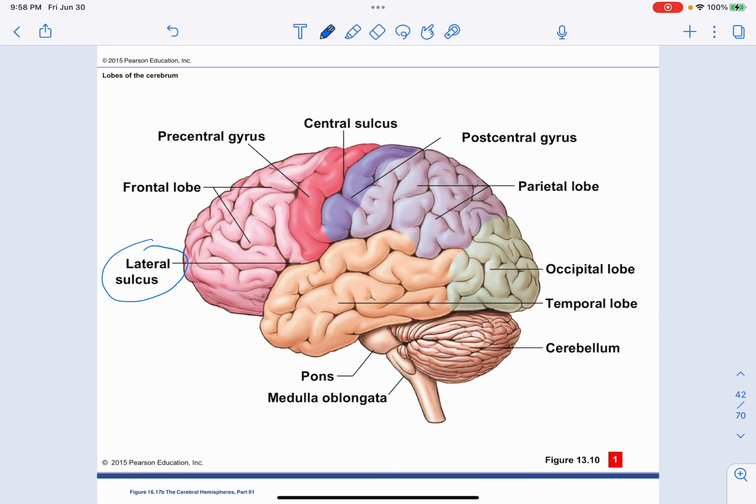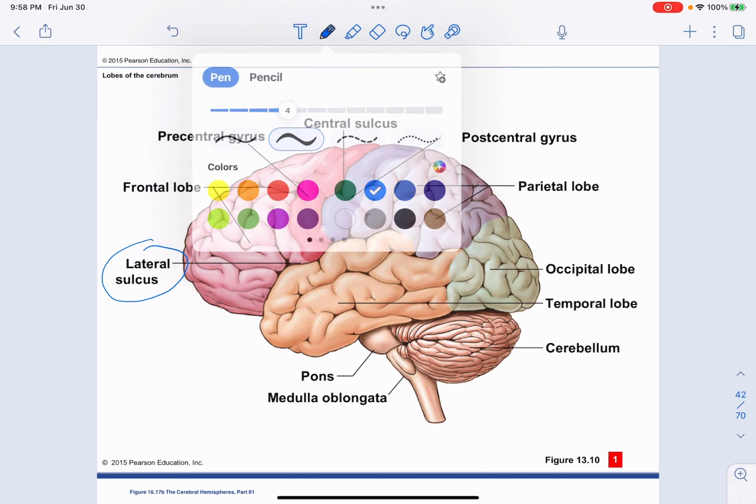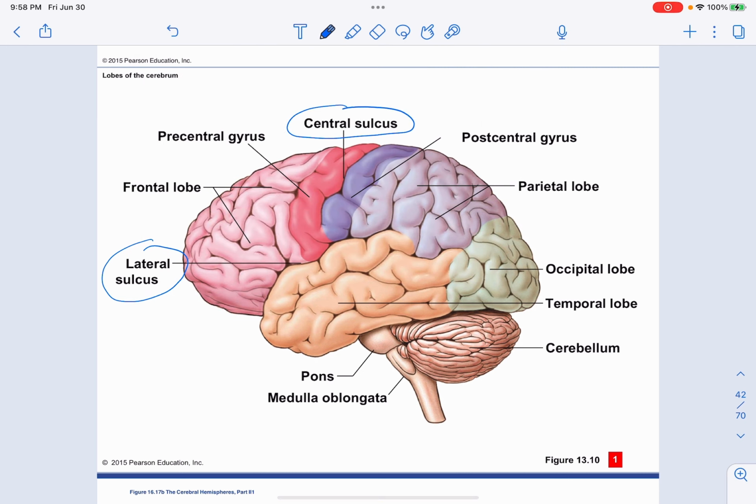There is another deeper groove called the central sulcus. That's what's depicted here. And then in front of the central sulcus and behind the central sulcus, there are two other really important regions. One is called the precentral gyrus, and one is called the postcentral gyrus.